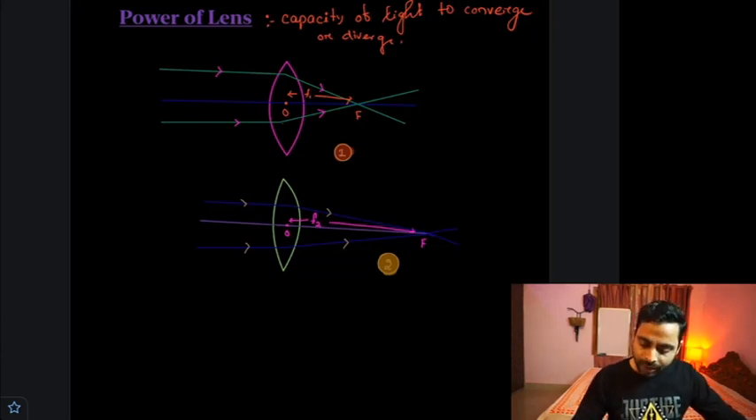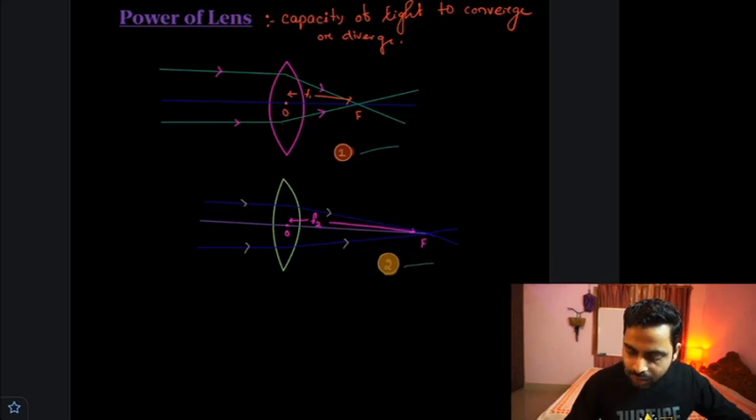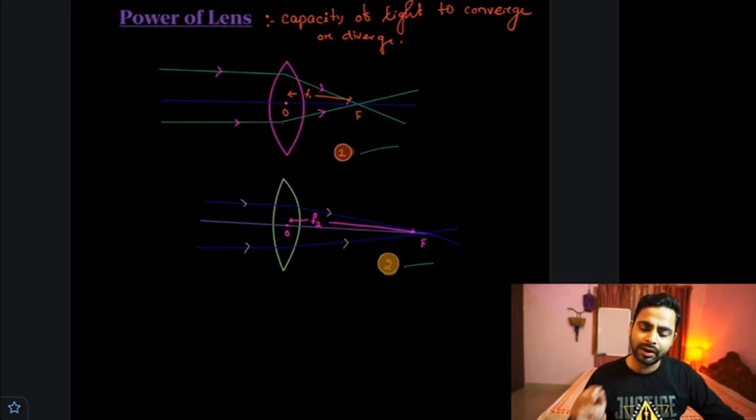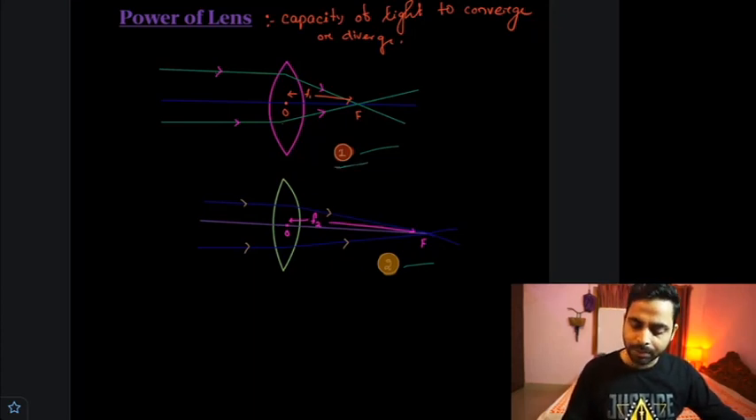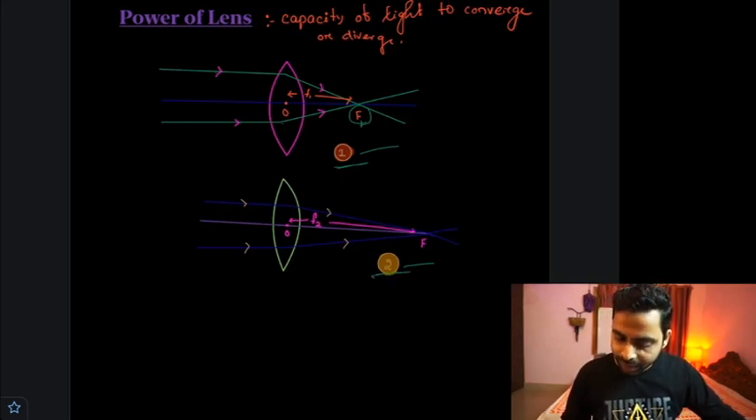Let's see an example here. Here two lenses are there, lens 1 and lens 2. Parallel lights are falling on both the lenses. In lens 1 as well as in lens 2, parallel lights are falling. If I see the example of lens 1, when the parallel light falls on the lens, it is converging at a point f1 here, right? If I see example 2, the parallel rays are meeting at a point f2. If I compare f1 and f2, I can easily see that f1 is closer to the lens and f2 is farther away from the lens.